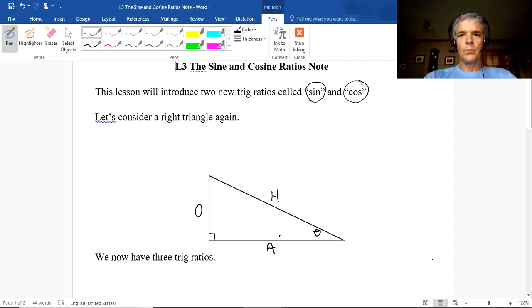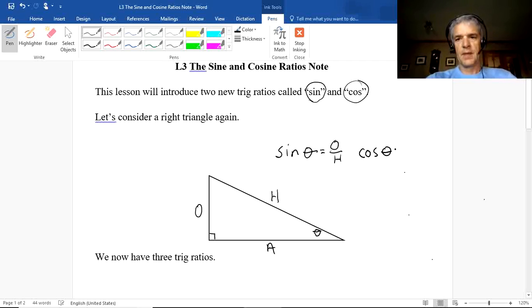Now, what we do here is we have two more ratios that we talk about. The sine ratio is the opposite side divided by the hypotenuse side. So sine theta equals the opposite over the hypotenuse. And cosine is the adjacent over the hypotenuse. So cosine theta equals adjacent over hypotenuse.